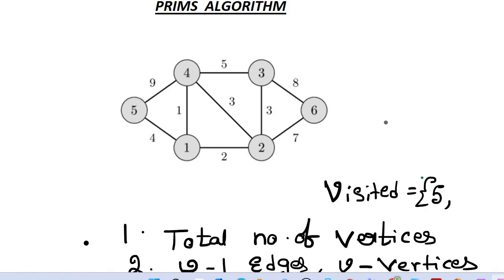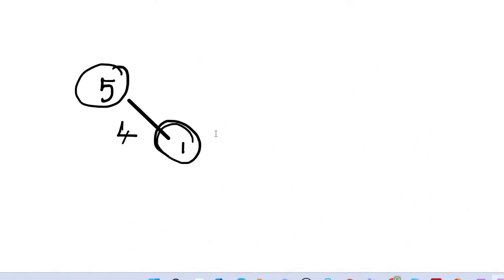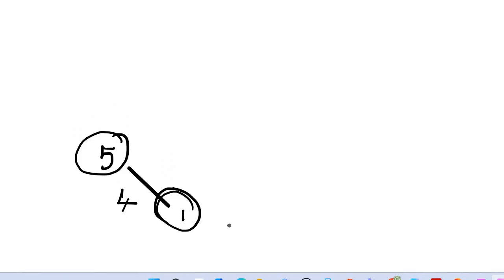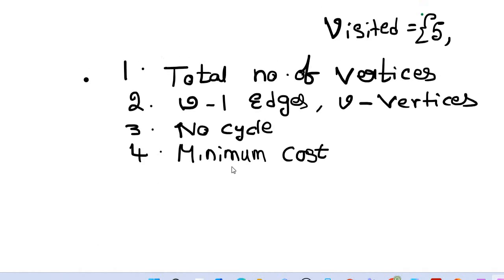So 1 to 4, what is the total weight here? 1. What is the weight associated with 1 to 2? 2. Now I have to consider the least cost. So I want to include edge 1 to 4. Let us draw here. So it is not a directed, it is an undirected graph.